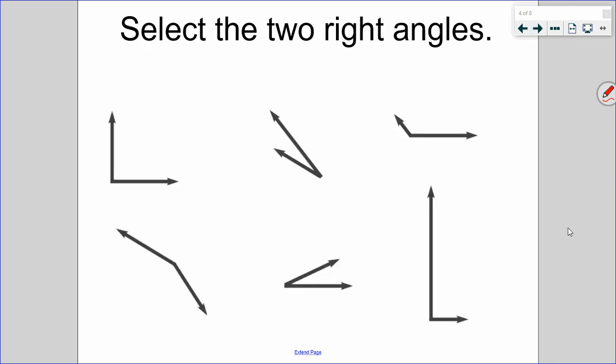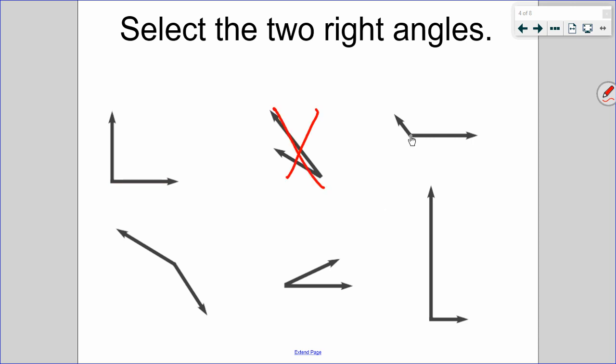So let's see if we can select the two right angles on my page. What do you think about this one? Does it look like a giant L to you? Yes, we got that one correct. What about this one? I don't think this looks like a giant L or a capital L. As a matter of fact, if I were to put a piece of paper at the corner right here, I don't think that's a right angle. So I'm going to mark it off. That's not a right angle.